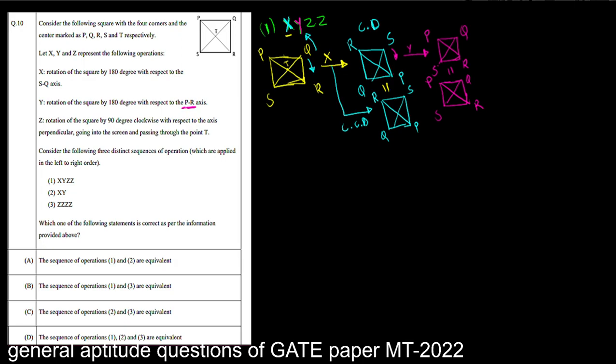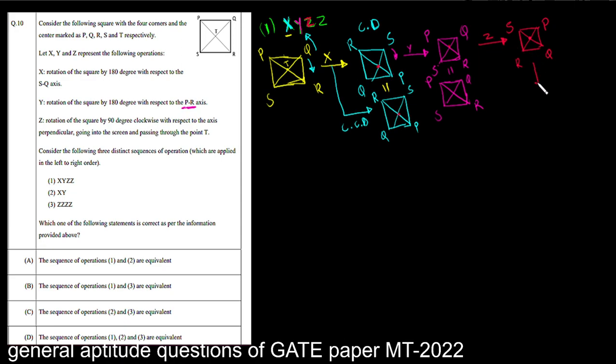So now let's apply the Z operation, this third operation. So now we have to apply the Z operation on this figure, and the operation Z says the rotation of a square by 90 degree clockwise with respect to the axis perpendicular to the screen passing through the point T. Now here this intersection of those two diagonals is nothing but the center, and the operation Z says we have to rotate this square by 90 degree in the clockwise direction about the center point, about this point. So now let's rotate this figure. So P will come here, Q, R and S. Now here our figure will look like this after applying this Z operation.